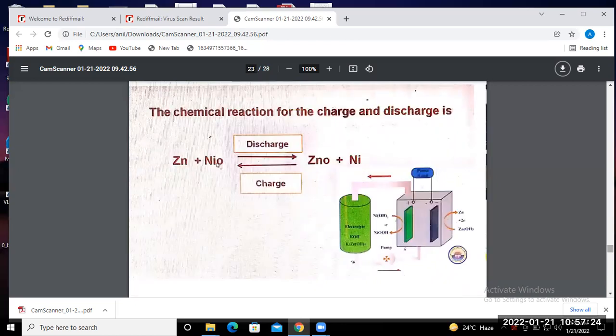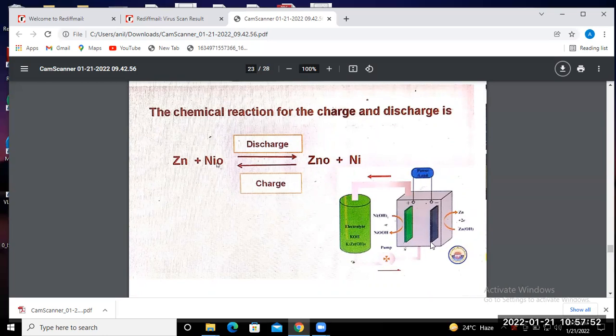So during the discharge, zinc and nickel oxide, that means NiO, make zinc oxide plus nickel. And during the charging, it makes zinc plus nickel oxide, ZnO plus Ni. So this is a reversible process, and this is the structure for the zinc nickel battery. That means this one is your positive plate, and this one is your negative plate.